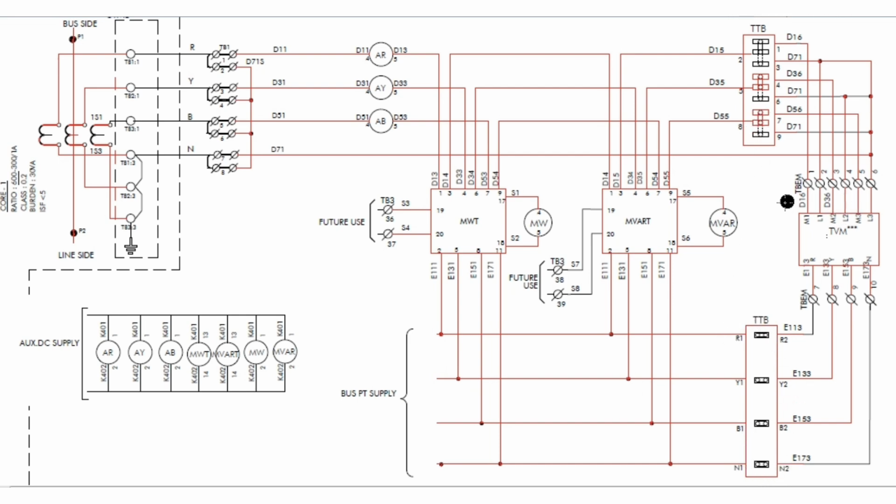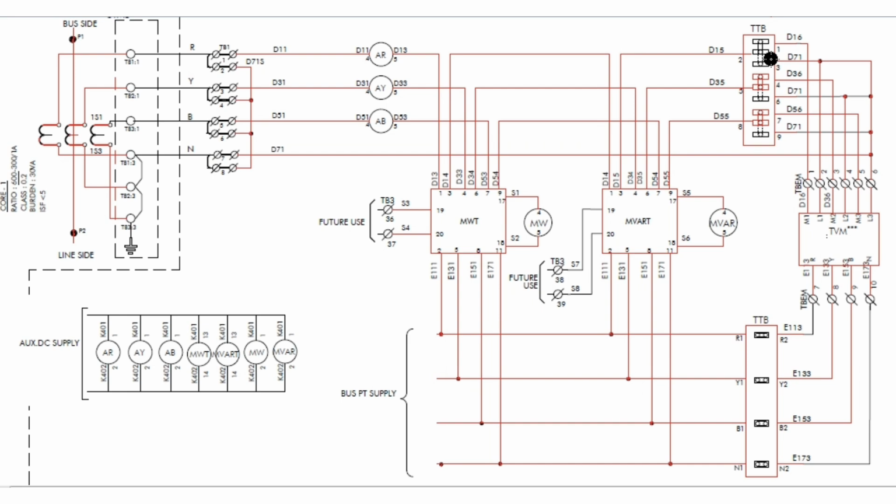So after the TTB, we have the trivector meter or energy meter. The TTB is provided to isolate the connection of the trivector meter or energy meter. So under normal condition, in the TTB, the link between terminals 1 and 2 will be through. So there is a link between terminals 1 and 2 for the red phase. And again for the yellow phase, there will be a link between terminals 5 and 4. And for the blue phase, there will be a link between terminals 7 and 8.